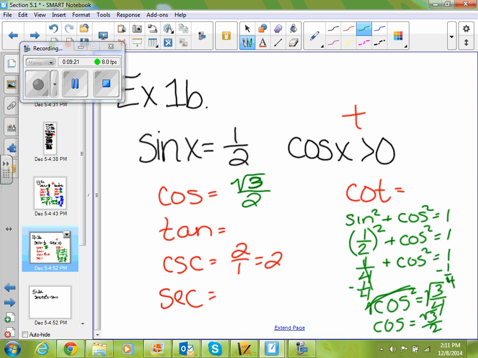Okay, and then I know that cosine is the inverse of secant, so all I need to do is flip that over, and I have my secant, so 2 over square root of 3.